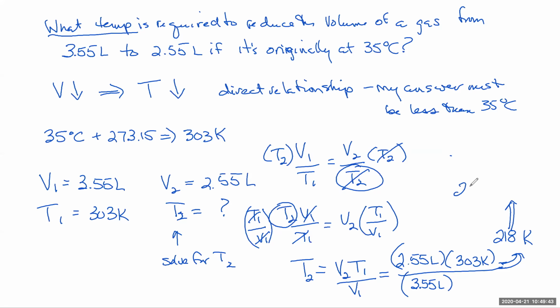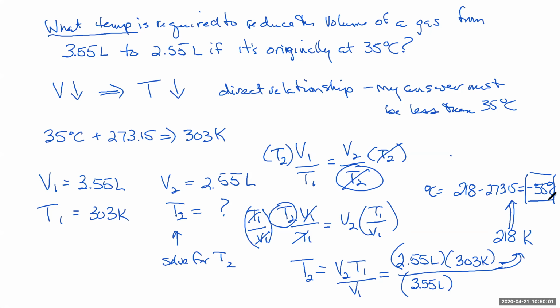So you'd have 218 minus 273.15 to get back to Celsius. And you would have gotten minus 55 degrees Celsius. So if the question's open-ended, you could leave it in Kelvin unless it specifies it has to be in Celsius.